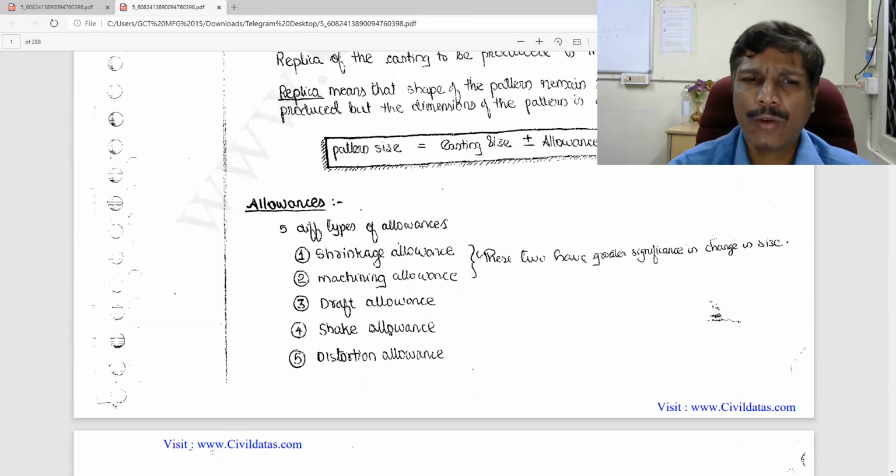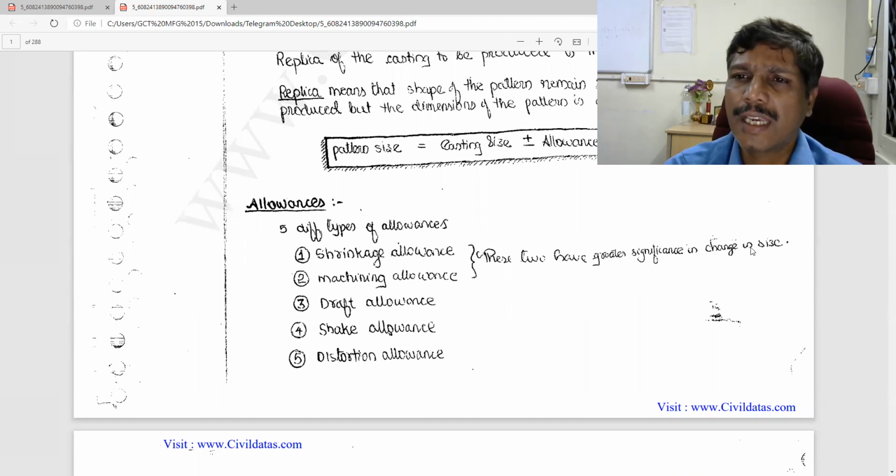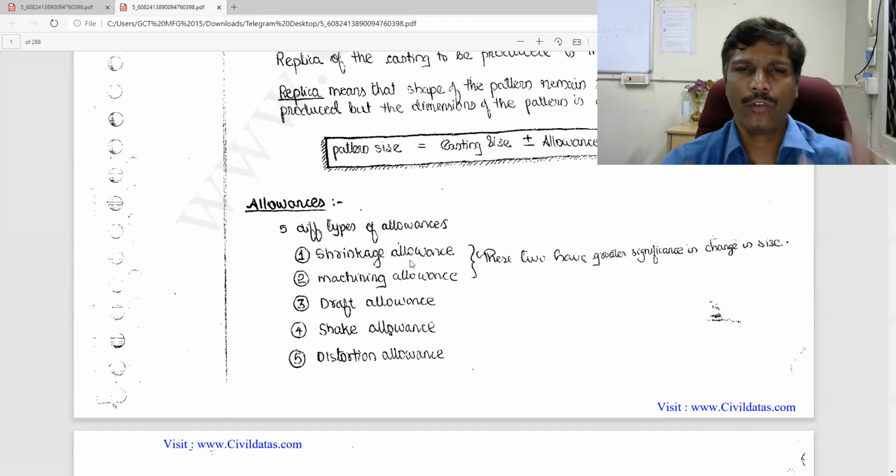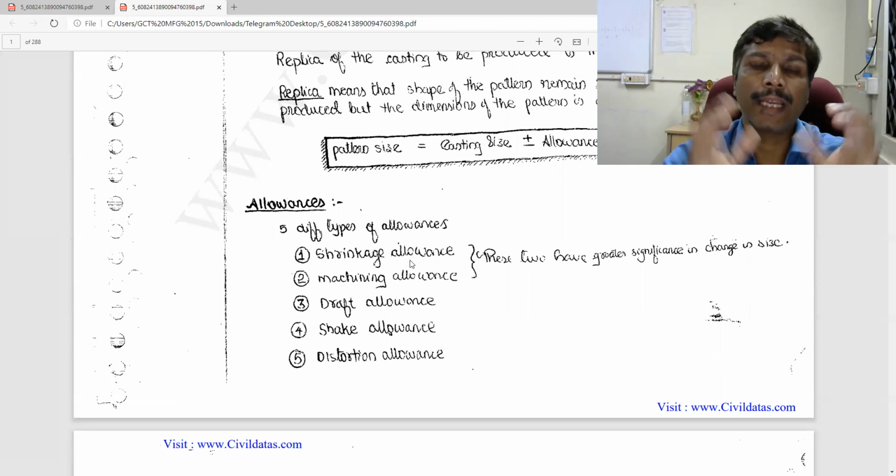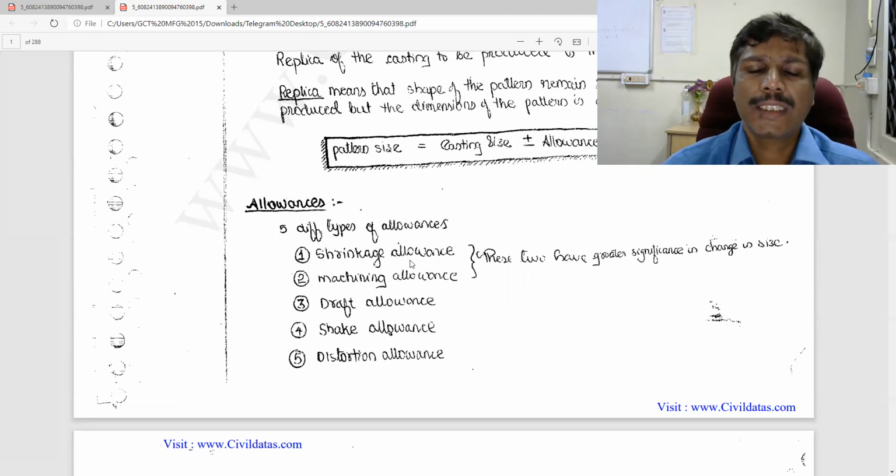Next we are going to discuss the allowances. We have 5 types of allowance. The first is shrinkage allowance. The next is machining allowance. These two have greater significance in change in size. When the metal cools, it begins to shrink. So that is shrinkage allowance. And after casting, we have to do machining to get the required shape. So for 100 mm, we have to produce 101 mm, 105 mm, like that.